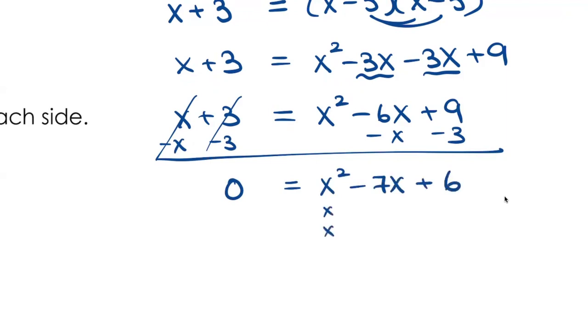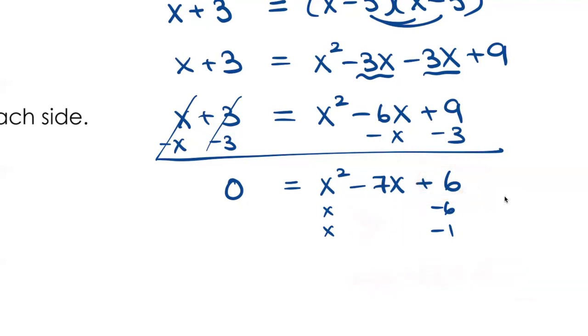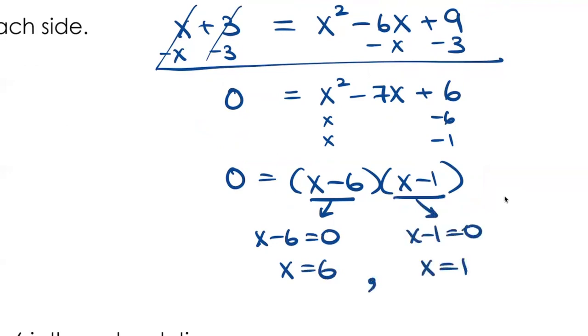So x times x gets me x squared. Negative 6 and negative 1 multiplies to positive 6. When I cross multiply and add, I get my negative 7x. All right. So this factors out to be x minus 6 times x minus 1. Solving for that, if I set this factor equal to 0, x is equal to 6. If I set this factor equal to 0, that gets me x is equal to 1.